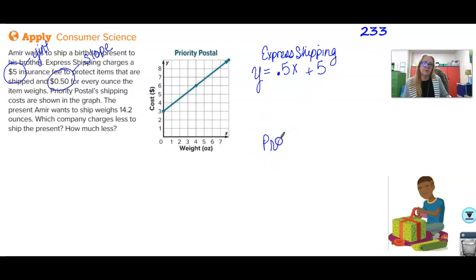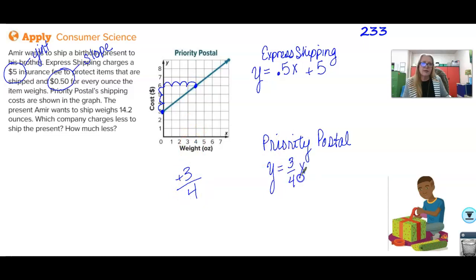Priority Postal, their y-intercept is right here. It's where the line touches y, so that would be 3. And we need to find the slope, though. So going from that point to this point, we go up 1, 2, 3, up 3, and we go right 1, 2, 3, 4. Okay, so our slope is 3/4 x, and the initial value was positive 3.